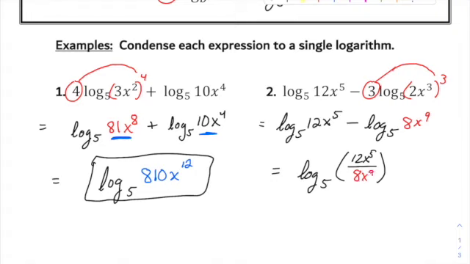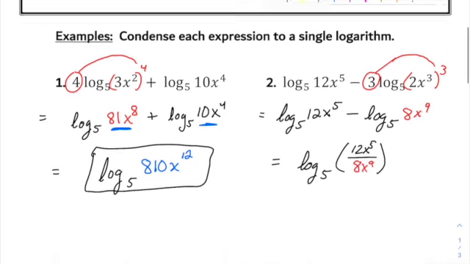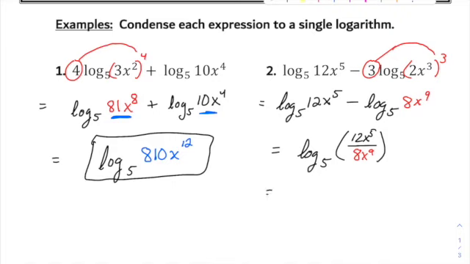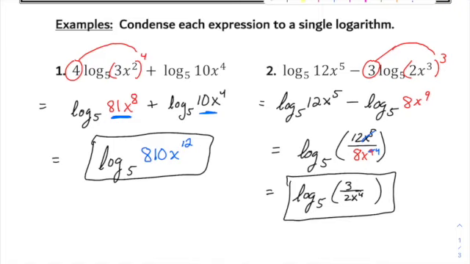And if you can divide them, or if you can simplify that fraction in any way, you should always do so, right? So this one you may already be noticing there's some definite simplification that can be done. 12 divided by 8 reduces to 3 halves, and x to the 5th over x to the 9th. X to the 5th will cancel and leave you with x to the 4th in the bottom. And there we go, 3 over 2x to the 4th on the inside of that log base 5.